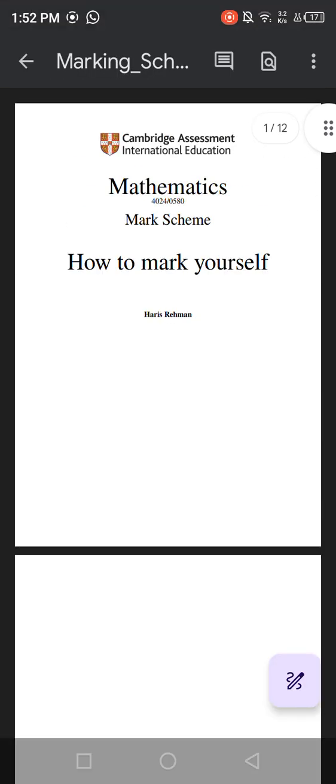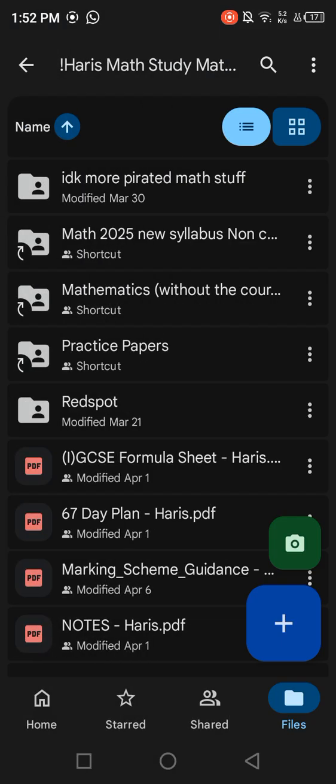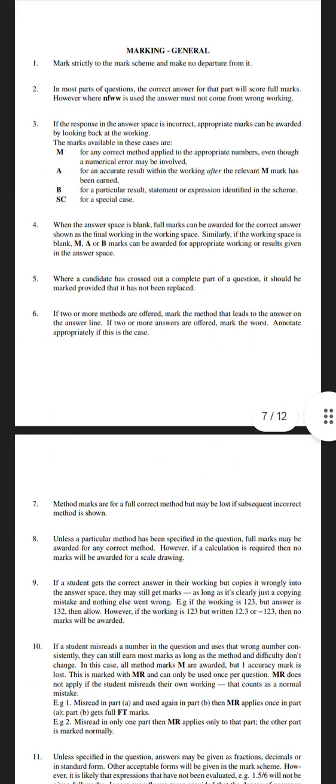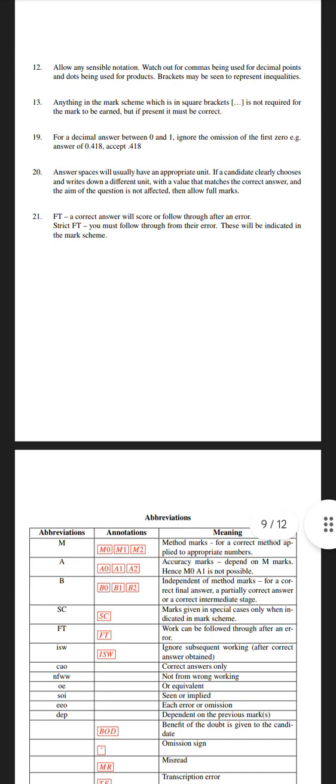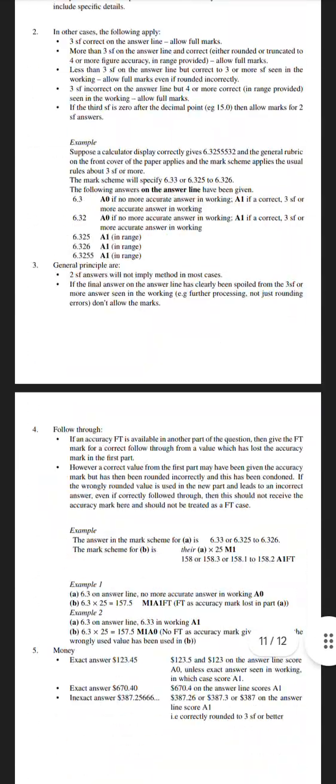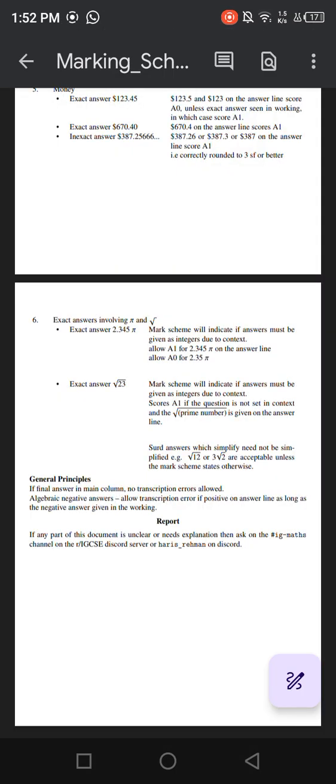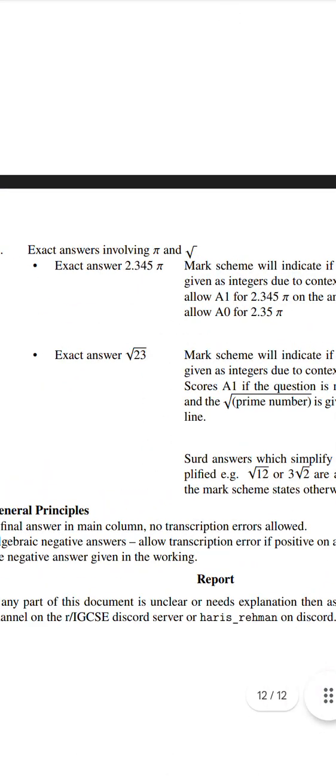I wrote this in the second last or the first or second file, depending on how you look at the order of the files in my study material. This is the marking principle from the February March 2025 paper 22. I just repasted it here, so it is forever to be seen.